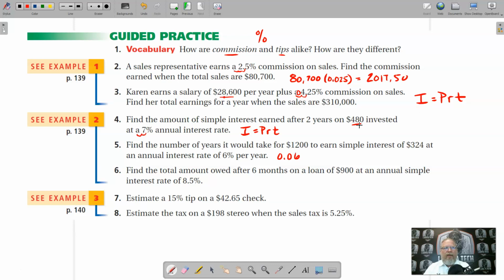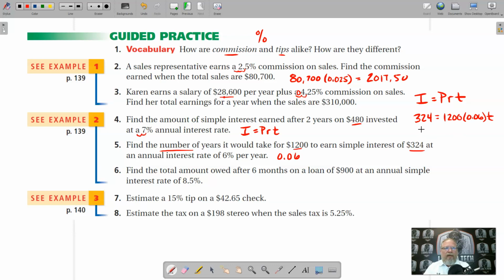And this time we do have the interest. They're saying find the number of years it would take for this much money to earn this much interest. So right here is your interest, $324. And your principal, what you start with, is $1,200. They do give us the rate, which is 0.06, and time is what we're trying to solve for. Time is going to be in years, right? And that's what it says. Find the number of years.